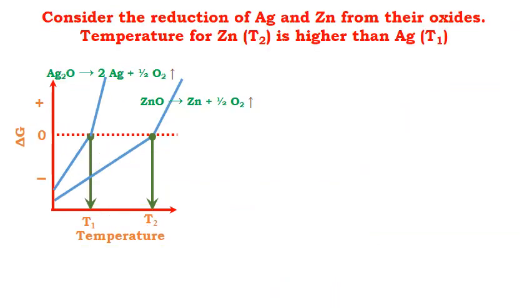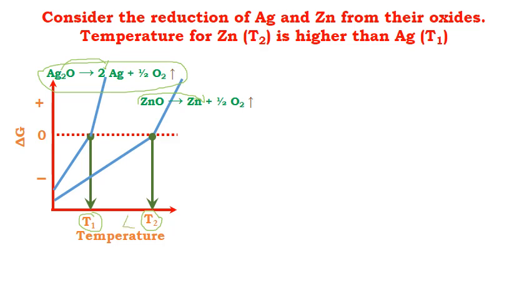Right, now let us see the Ellingham diagram with an example. In this example, I have chosen two reactions. One is the reduction of silver oxide into silver, and another is the reduction of zinc oxide into zinc. Now let us see the reduction temperatures. For the reduction of silver oxide into silver, the required temperature is T1. For the reduction of zinc oxide into zinc, the required temperature is T2.